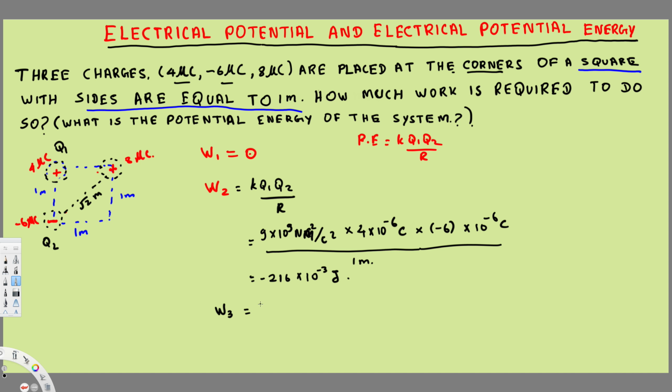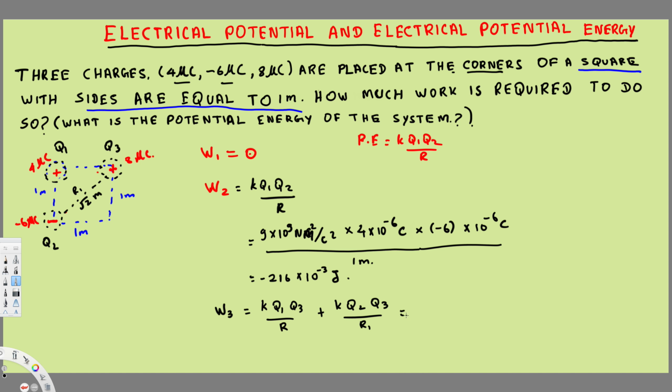So the equation is going to be, if I say this is Q3, K Q1 Q3 over R. So let's say this one R1. So K Q1 Q3 over R plus K Q2 Q3 over R1. So this is going to be the work done to place this one.